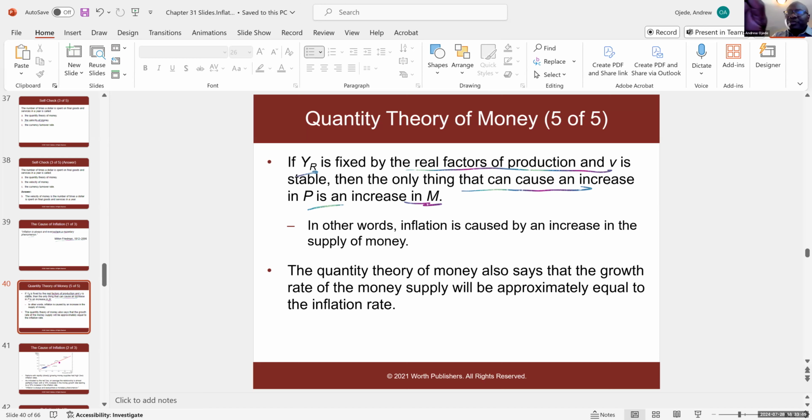The quantity theory of money also says that the growth rate of the money supply will be approximately equal to the what? Equal to the inflation rate. That's right. So if the Fed increases the money supply by 5%, prices are going to rise by about 5%, because we are holding real GDP and what? Velocity constant.